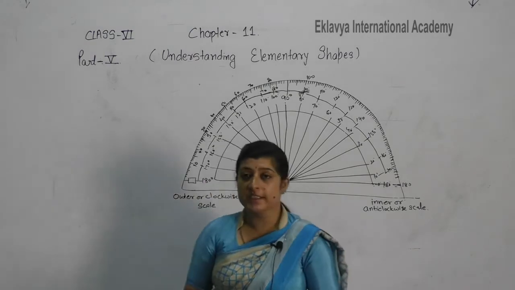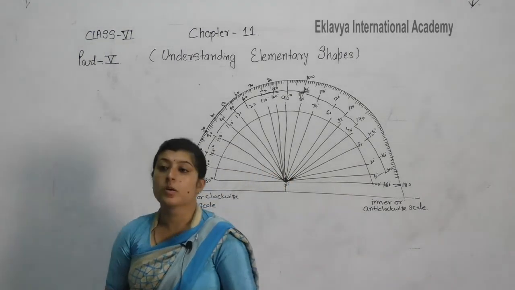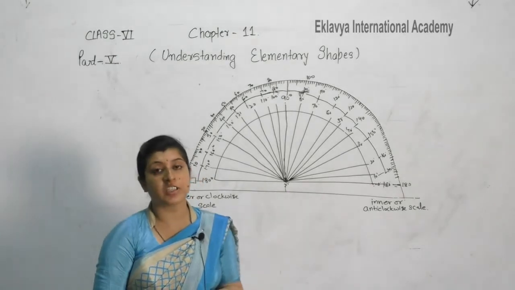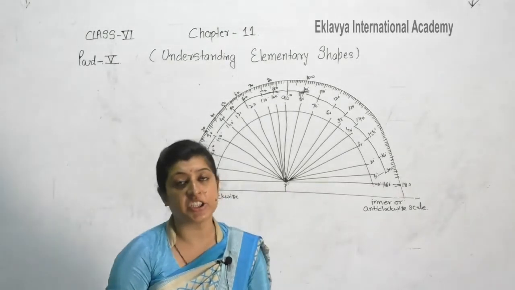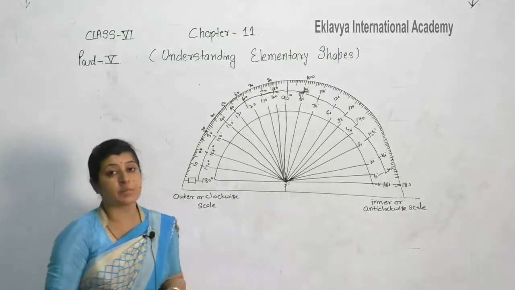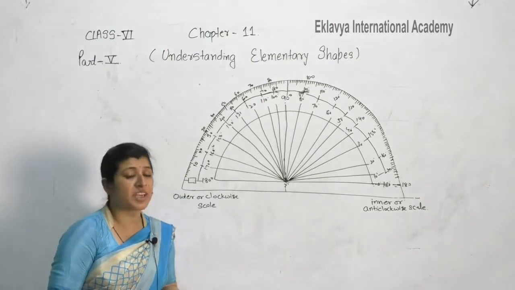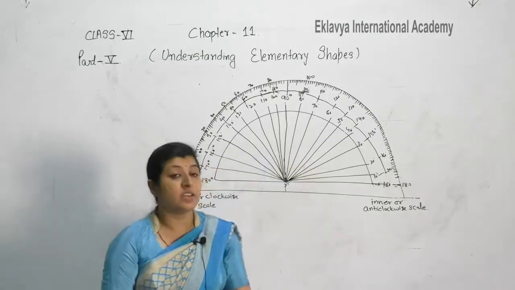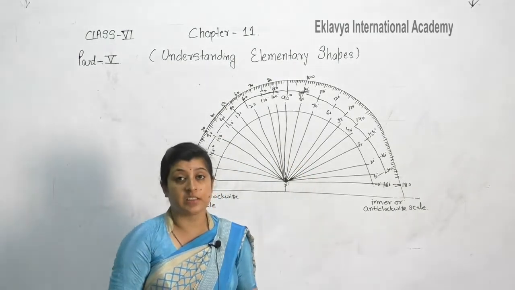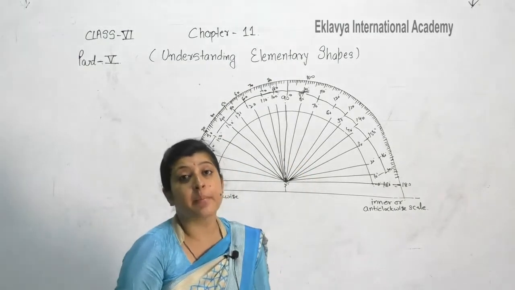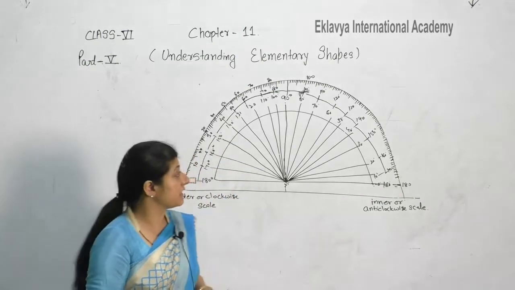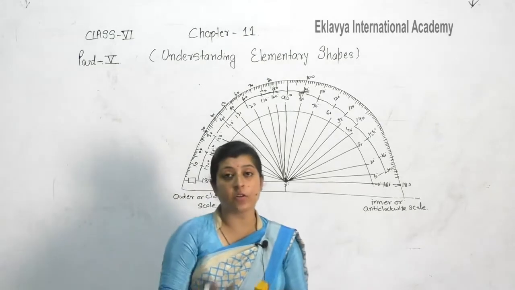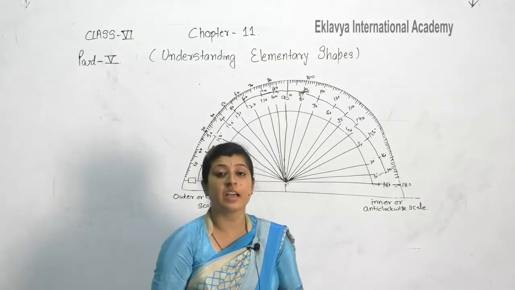Good morning students. Today we will discuss the protractor. We will continue our chapter, Understanding Elementary Shapes. In this we will discuss the protractor. You are all aware of this instrument, which looks like this: the protractor. With the protractor we can measure angles, or we can draw any angle. We can draw an angle, or we can measure a given angle.